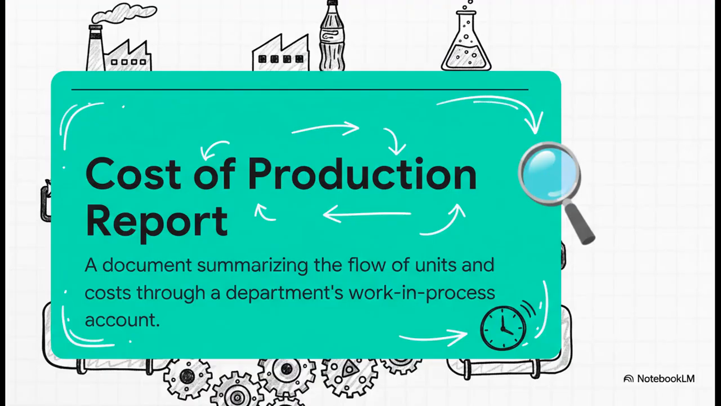Okay, so the cost of production report, or CPR for short, is basically the command center for a single department in a big manufacturing process. Think of a bottling plant or a chemical factory. For a specific time, like 1 month, this report tracks everything, every single unit and every single dollar that moves through that department. The whole point? To figure out the average cost for one identical item.